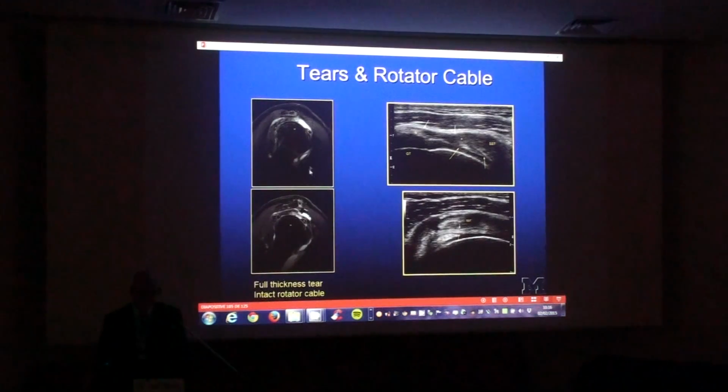And here's a full thickness cuff tear in two examples. Sagittal T2 weighted sequences. You can see a full thickness defect of the far lateral supraspinatus tendon, but when we scan a little more medially, normal intact cable running through that tear. Same thing on ultrasound, focal full thickness tear, intact cable running from the interval deep to the cuff itself.